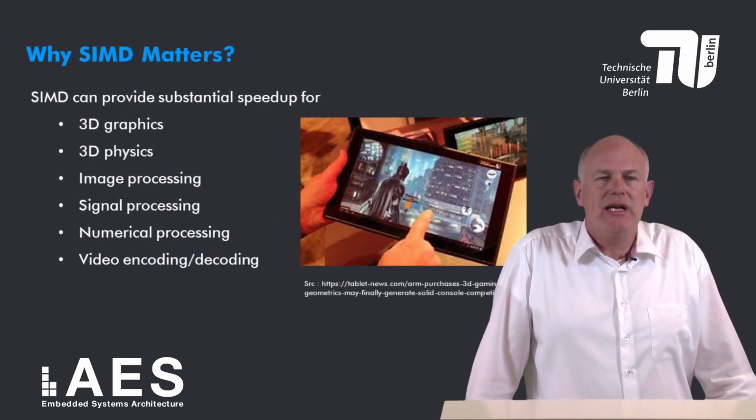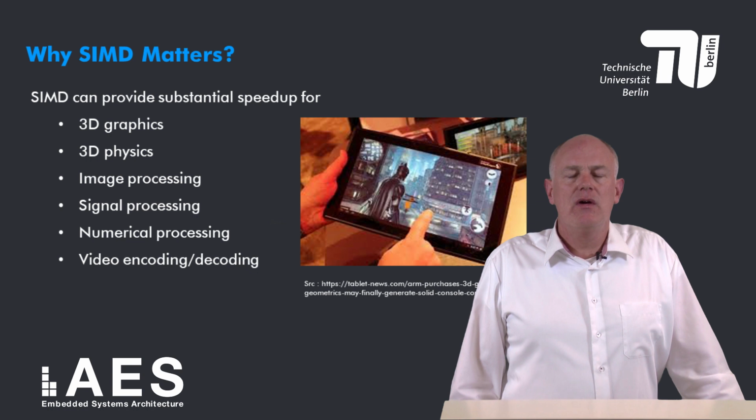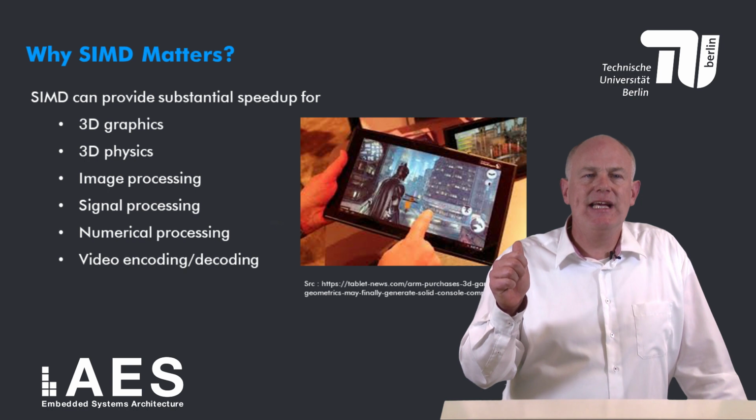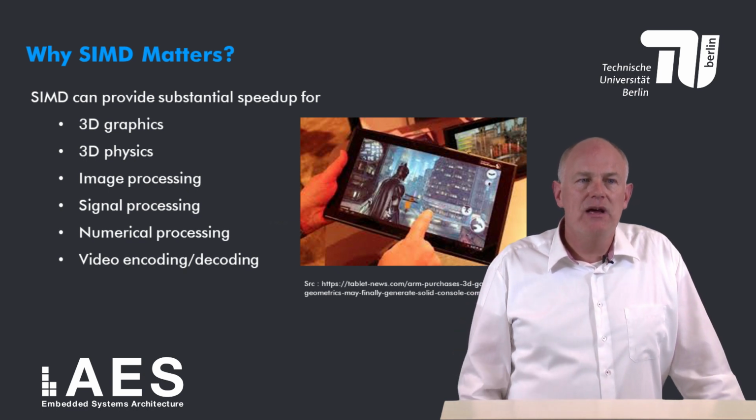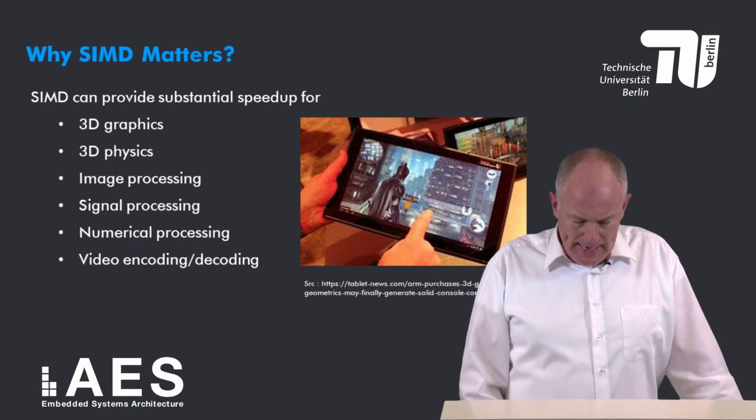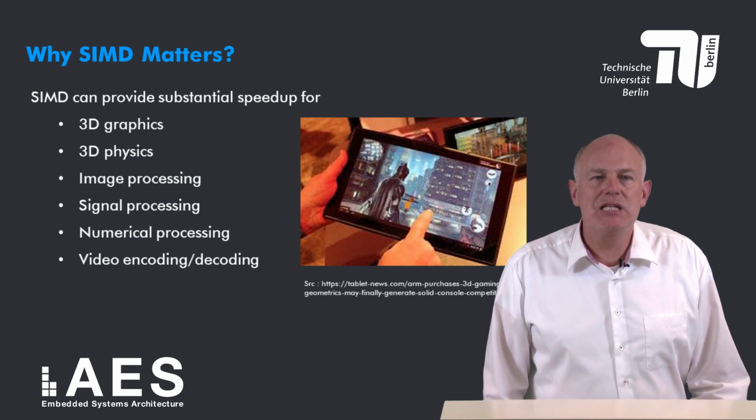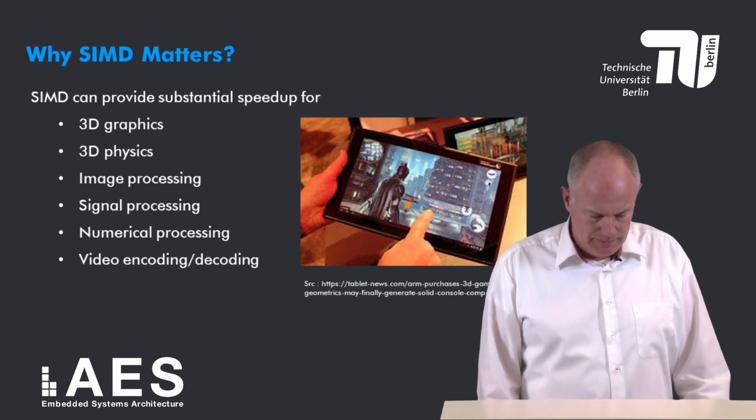Why should you know about SIMD instructions? Why does SIMD matter? Because it can provide huge speedups for a whole bunch of application domains. For example, 3D graphics, games, 3D physics, scientific applications, image processing, signal processing, video encoding, video decoding, and so forth. And it does so requiring less power than a 100% ILP processor does.